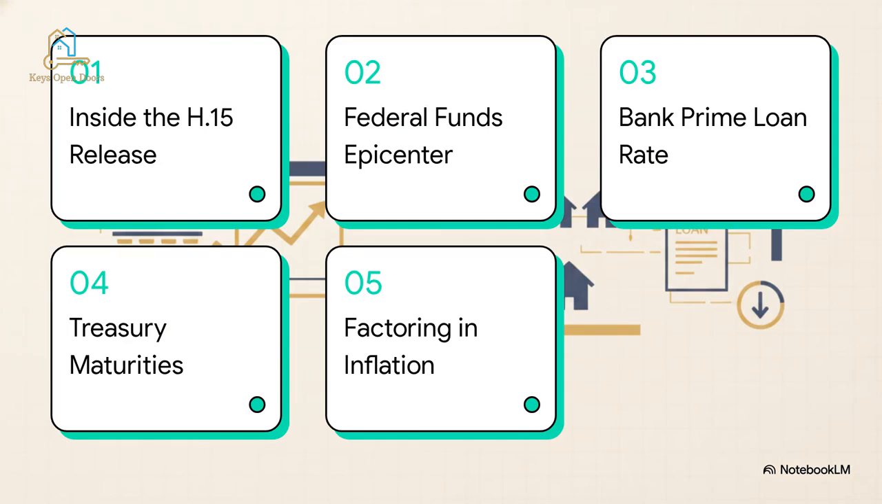To make sense of this dashboard, here is our roadmap. First, we'll go inside the H.15 release itself. Second, we hit the federal funds epicenter. Third, we'll look at the bank prime loan rate. Fourth, we're mapping out Treasury maturities. And finally, number 5, factoring in inflation.